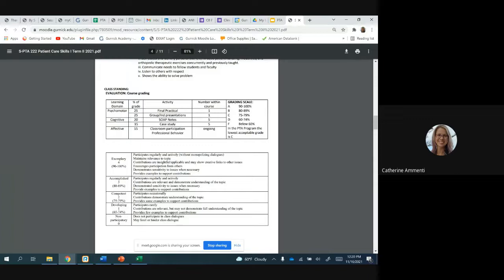You will also be doing group presentations. You will have 5 different SOAP notes to write. We will be doing case studies throughout the course, and at the end of one of the last days of the class, we will be doing case studies, and you will be able to get points for those. And then lastly, classroom participation and professional behavior.